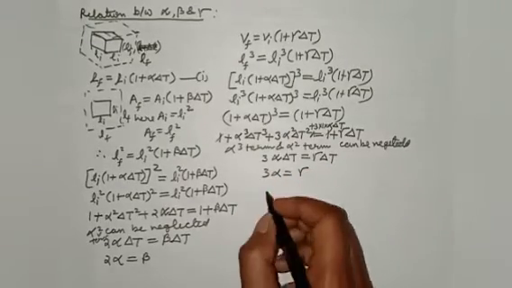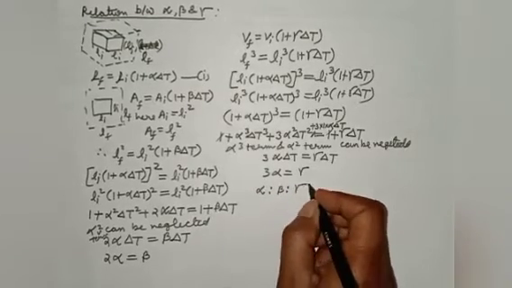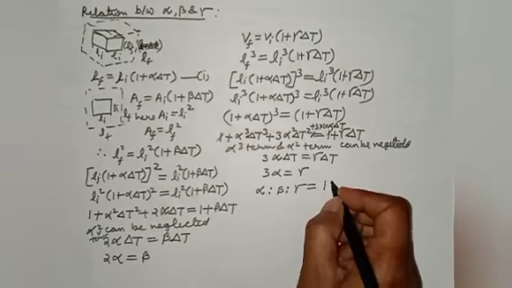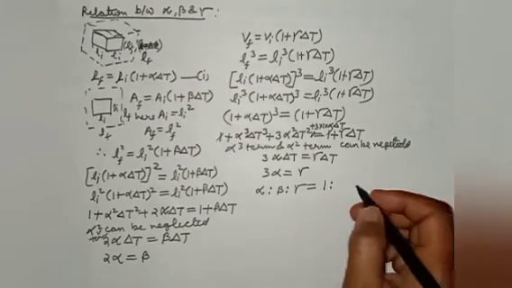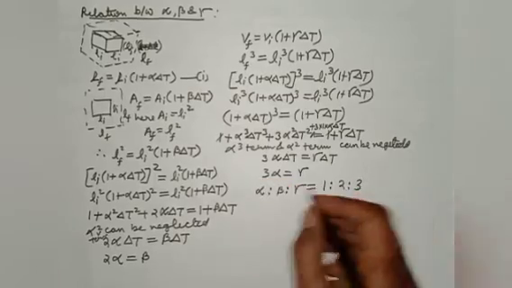From here, we can say that if we find alpha ratio beta ratio gamma, we can find 1 is to, for beta it is 2 alpha, 2 is to, for gamma it is 3 alpha, 3. That's all.